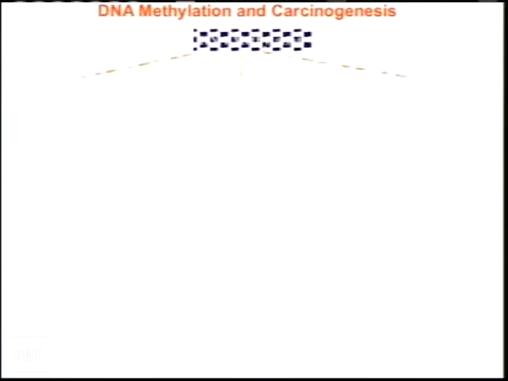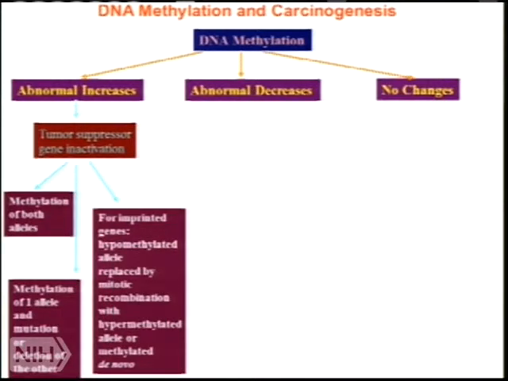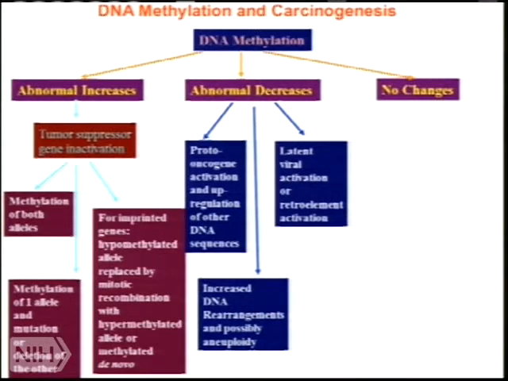And if we study methylation in a little more detail, then it can be abnormal increase, abnormal decrease, or no change. In tumor suppressor genes, as I mentioned, they get inactivated. So either methylation of both alleles, or one allele methylated and another mutated, or imprinting of the gene. That can happen. In abnormal decrease, proto-oncogenes are affected. Or in the early 90s, gene therapy came, where retroviruses were used to introduce new genes. But many times gene therapy did not work.